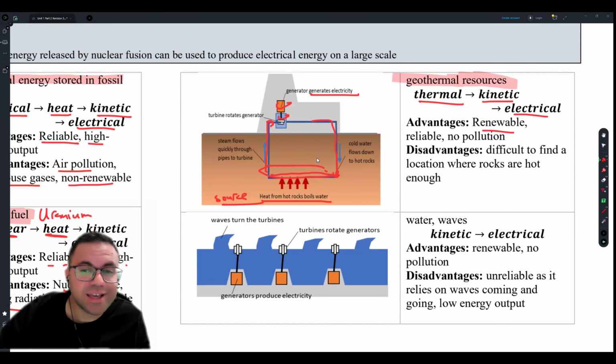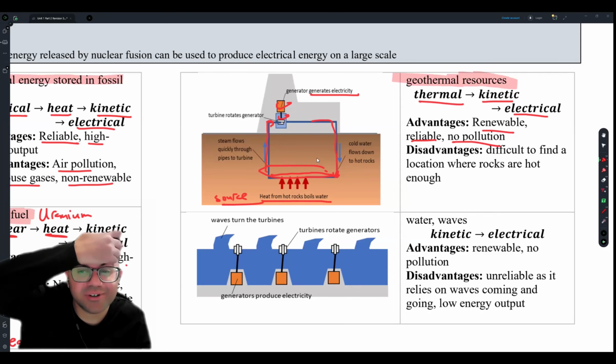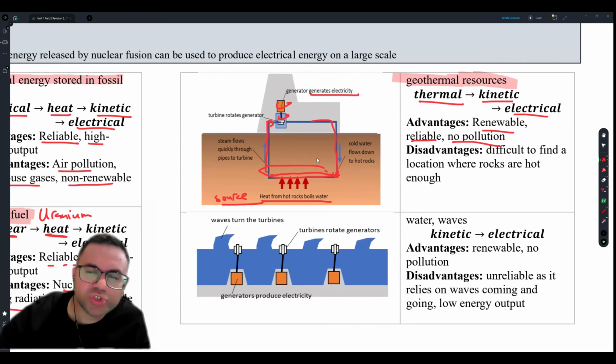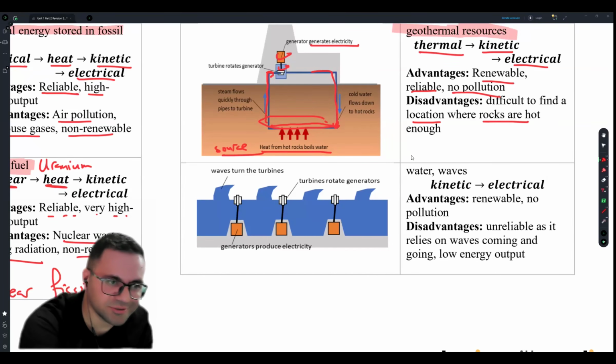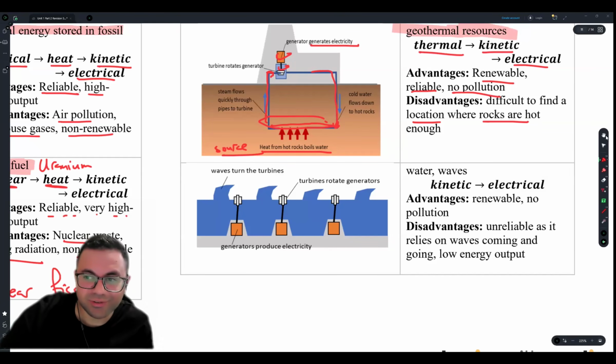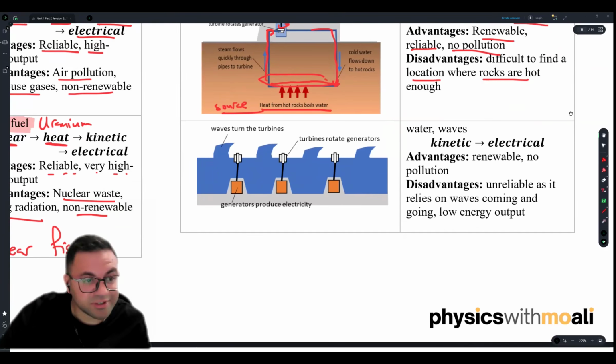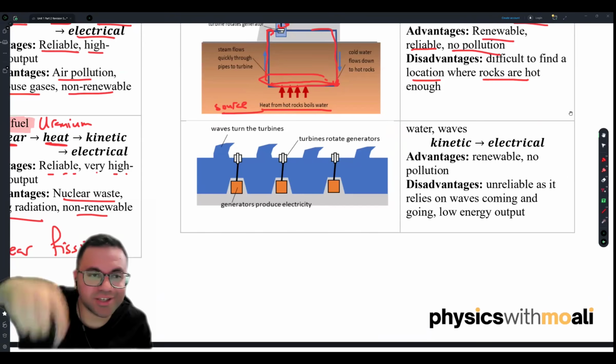It's renewable and reliable, and it doesn't produce any kind of pollution, which is fantastic. You'll say that's the best. Well, here's the thing though. It's extremely hard to find a place where the rocks are hot enough. You can't find it anywhere. You actually have to go to places which were, let's just say, volcanically active before, because you can dig a little bit there. Iceland has it, because it used to be very volcanically active. Sure, it still is, but still, very thin crust. You dig a little bit deeper and you find some hot rocks.